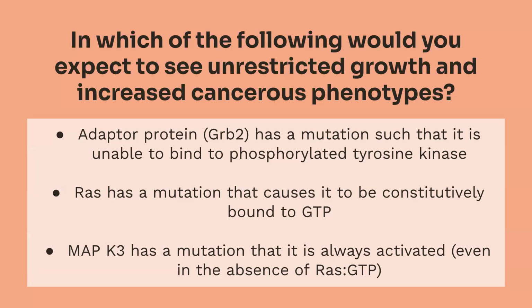Okay, question. In which of the following would you expect to see unrestricted growth and increased cancerous phenotypes? Don't raise your hand right now. I want you guys to talk about it for like 30 seconds, a minute maybe, and then we'll come back to it. Remember what happens in a cancerous phenotype: uncontrolled signaling, like nonstop, always on.